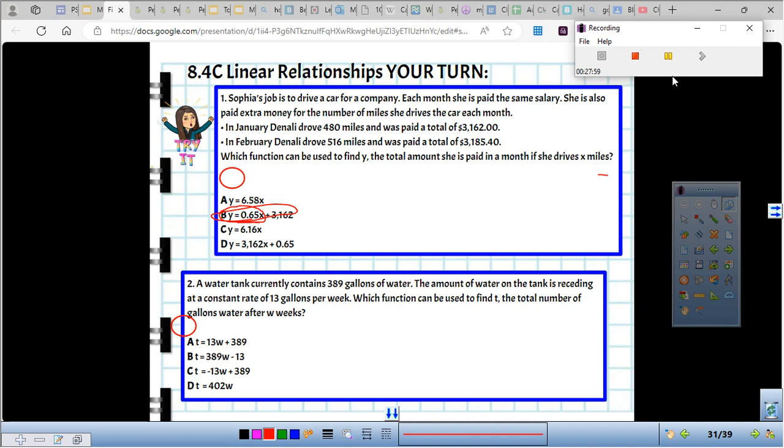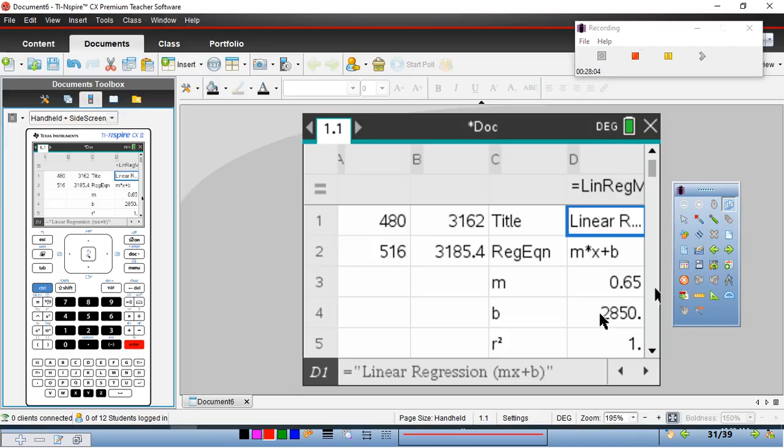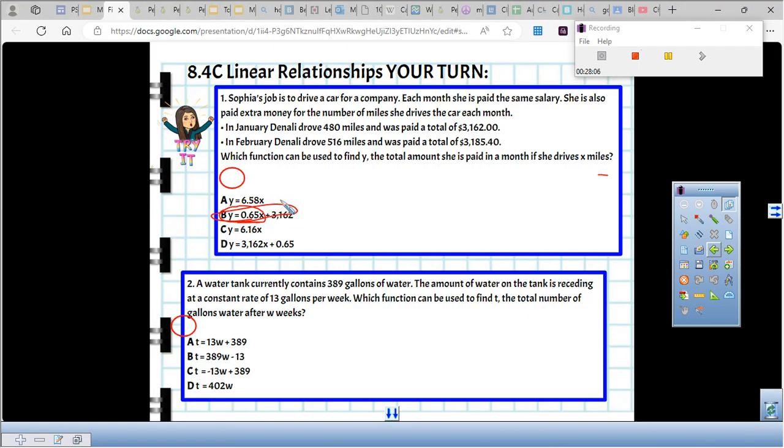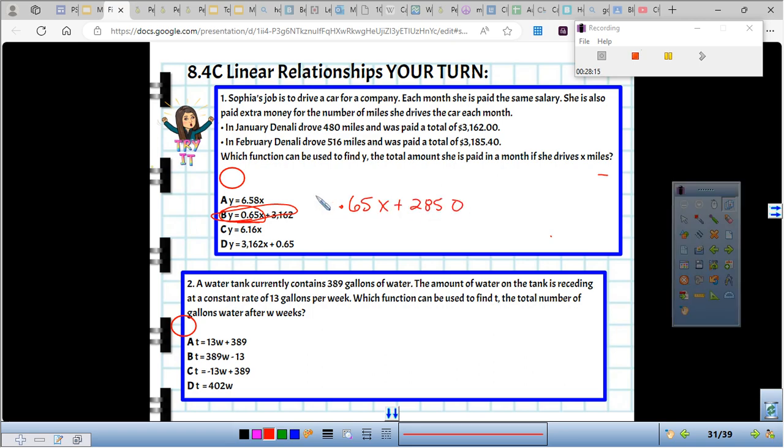But when you look at this, I don't think that's going to match up. 2850. This says 3. So I think it's going to be 0.65x plus 2850. And that's the real answer right here. Receding means negative. That means negative, going down. 13 per week. So negative 13. There's my answer right there.